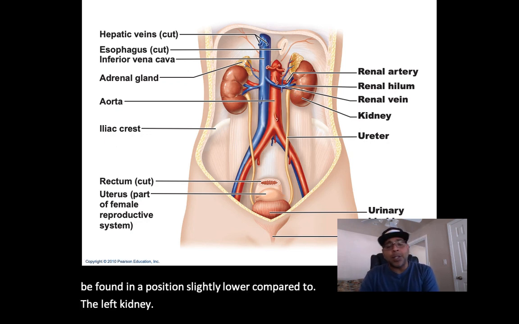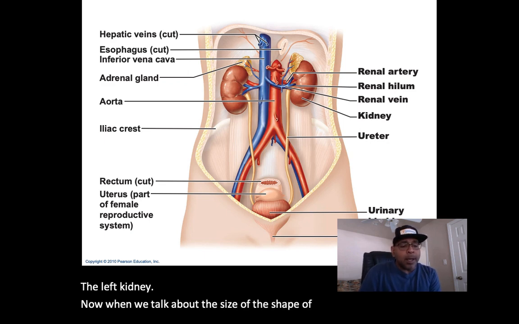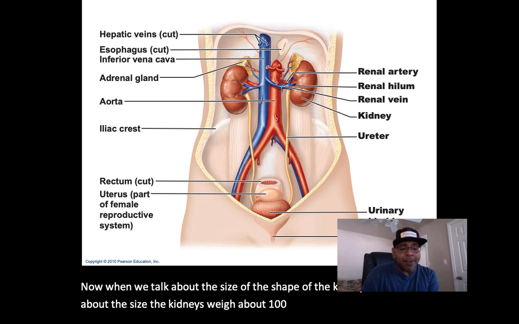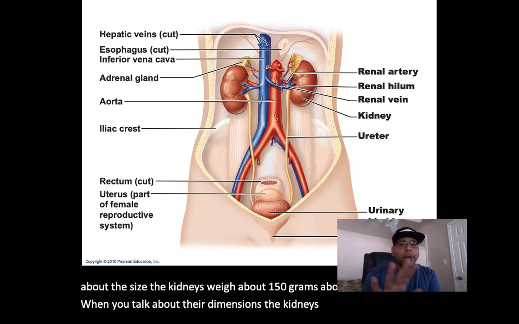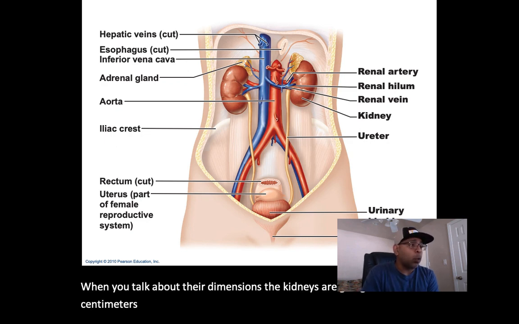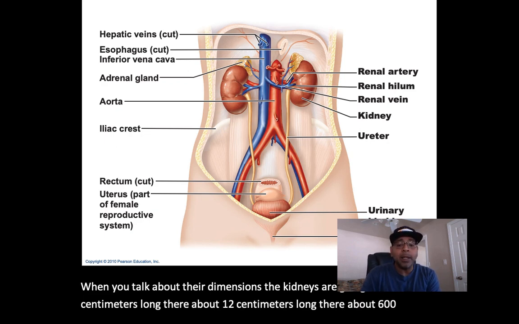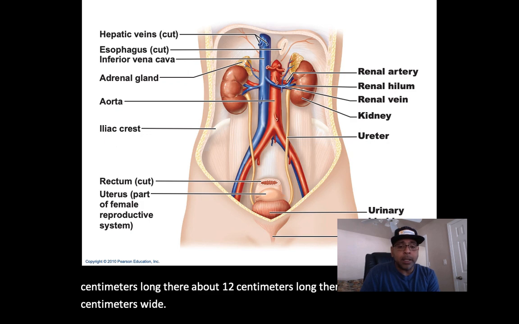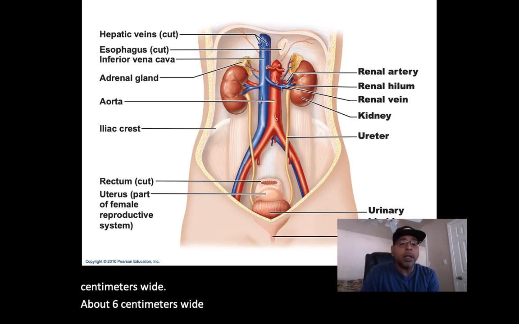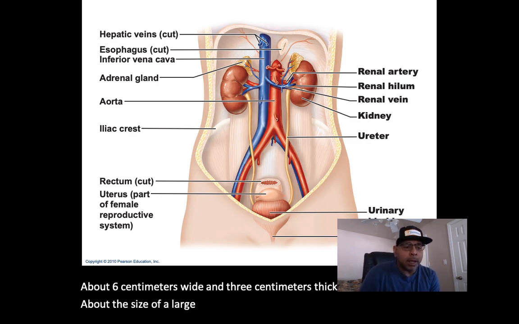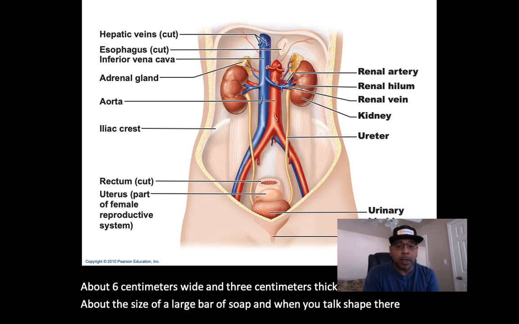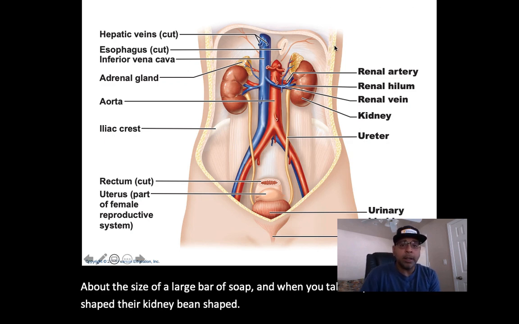Now, when we talk about the size and the shape of the kidneys, the kidneys weigh about 150 grams, about 5 ounces. When you talk about their dimensions, they're about 12 centimeters long, about 6 centimeters wide, and 3 centimeters thick. About the size of a large bar of soap. And when you talk shape, they're kidney bean shaped, and you can see that there very nicely.